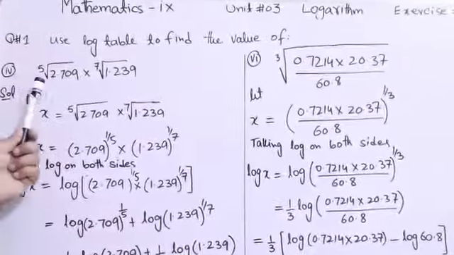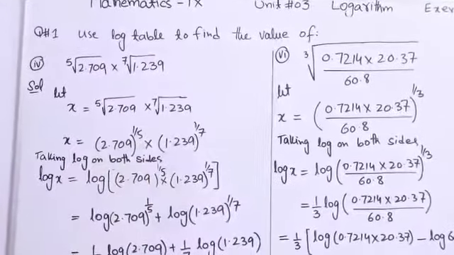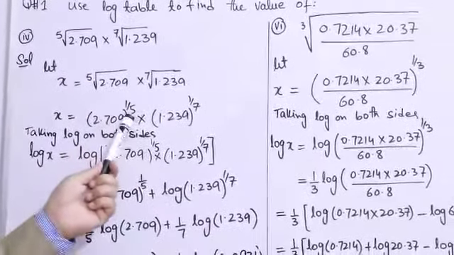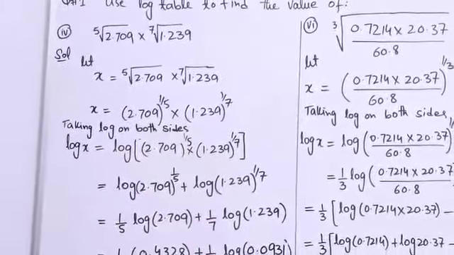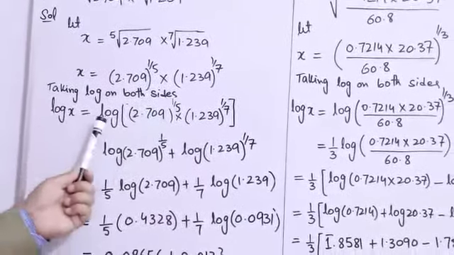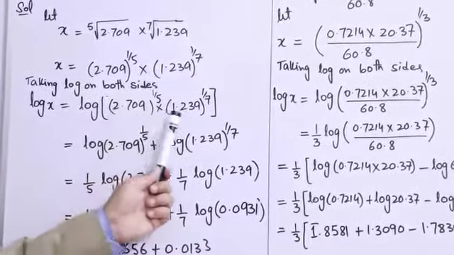Part 4. Let x be equal to this. Now this is the 5th root, this is the 7th root, which can be written as 1 by 5 and 1 by 7. Taking log on both sides, log of x, log of this whole value. Now this is in the form of a product.